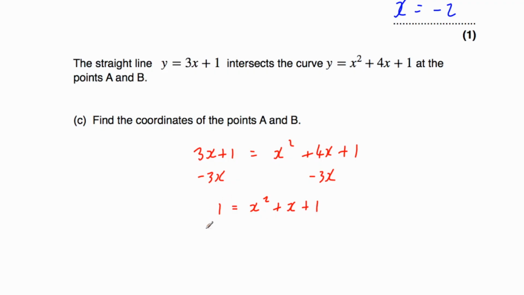Now we want this to equal 0, so we're going to take away 1 from both sides of this equation. 1 take away 1 is 0. And on the right hand side, we've got our x squared plus x. We had 1, we took it away. Well, that's equal to 0 as well. So we've got 0 equals x squared plus x.